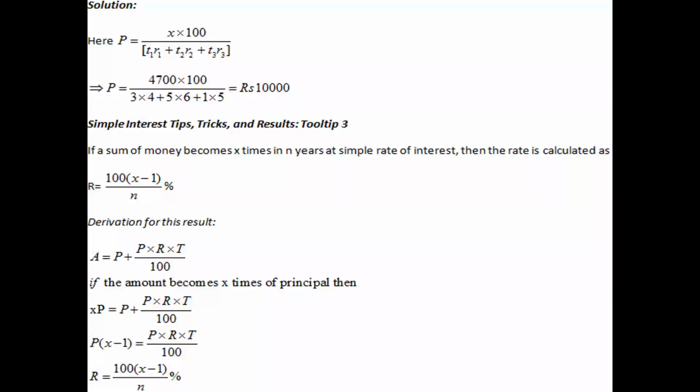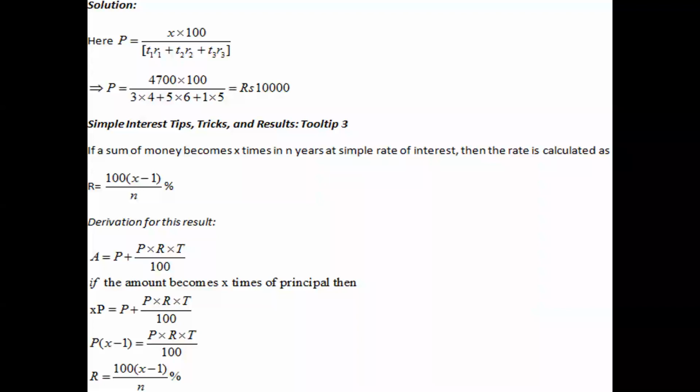According to the question, the total given is 4,700, the amount that person has given for 9 years. So we have written 4,700. 100 comes directly according to the formula. And first T1 R1: for the first part the time is 3 years and the rate of interest is 4%. So that's why we have written 3 into 4.